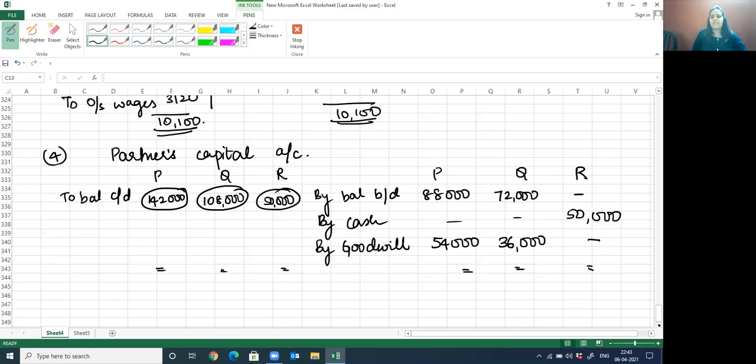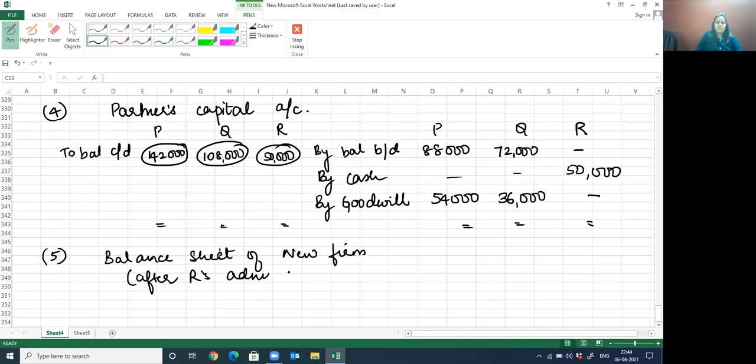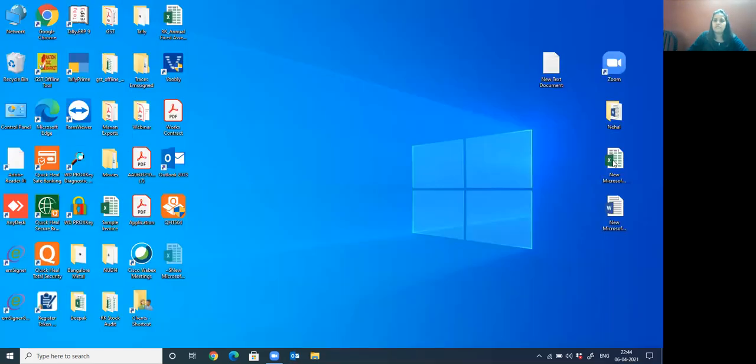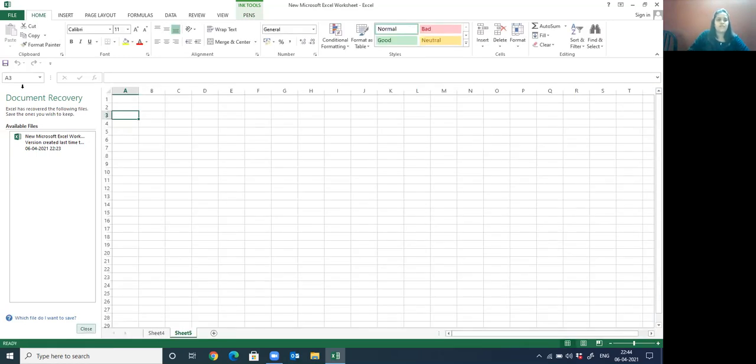Okay. Now the next thing they have told us is to lastly prepare balance sheet. So lastly we will prepare balance sheet of new firm, that is after our admission, as on 31st March 2020. Okay. Ready? So we'll prepare balance sheet.